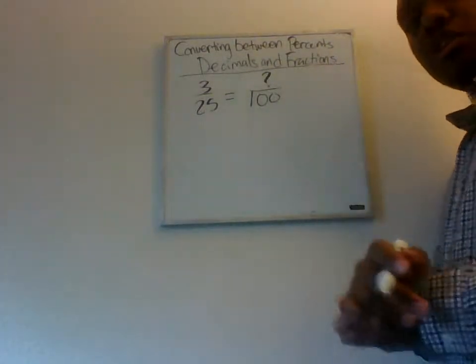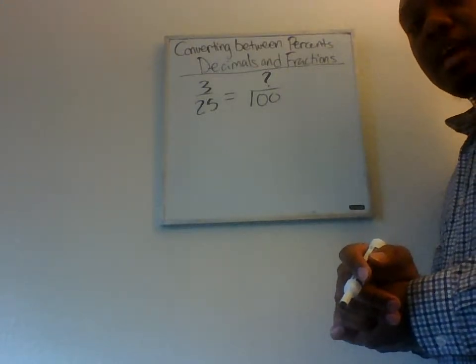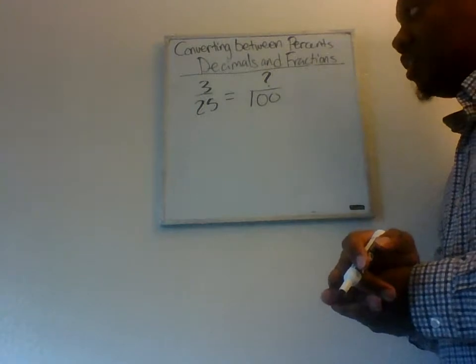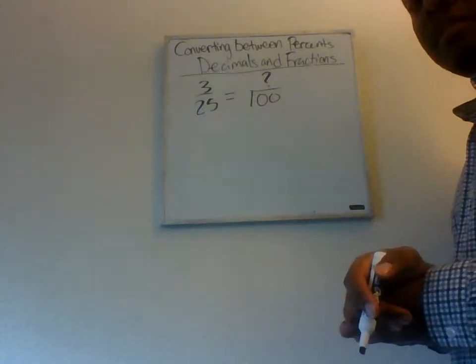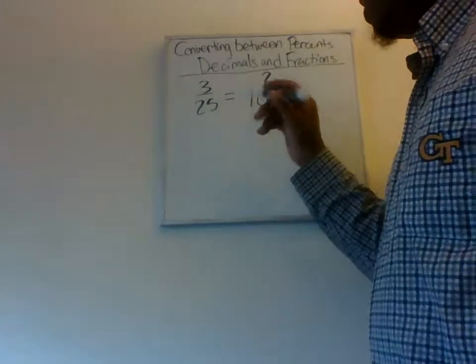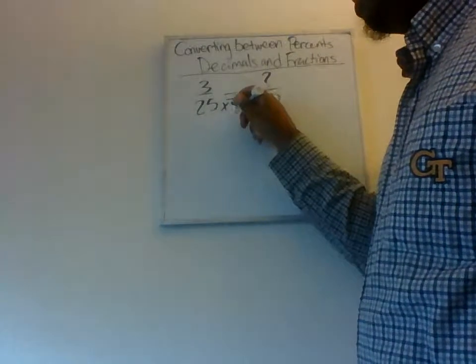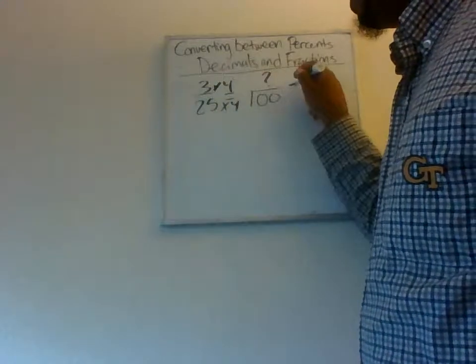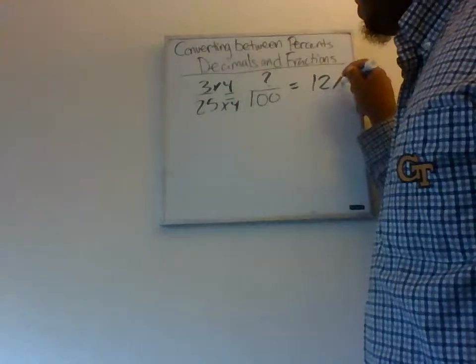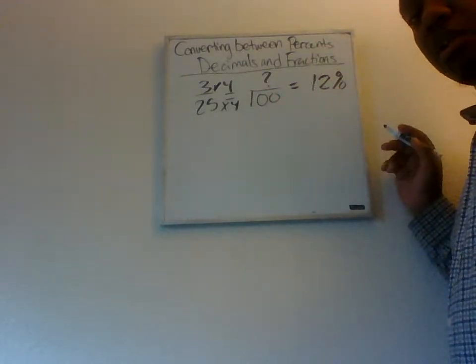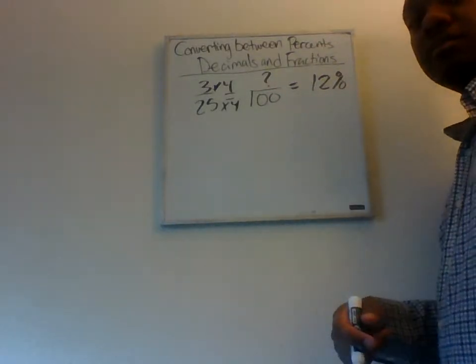Well, you all at this point have looked at proportions, or you've seen how to solve this. Another thing you can do is you've seen this with equivalent fractions. So what number times 25 will give you 100? That's right, it's 4. So we can also multiply this by 4, and we end up with this being 12 out of 100, or 12%. So 3/25 would be the same as 12%.